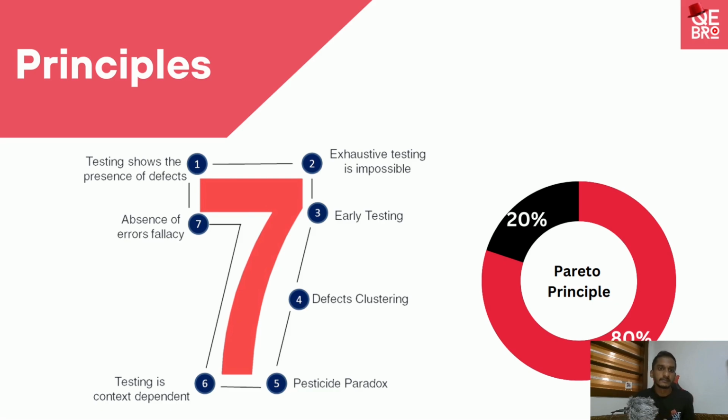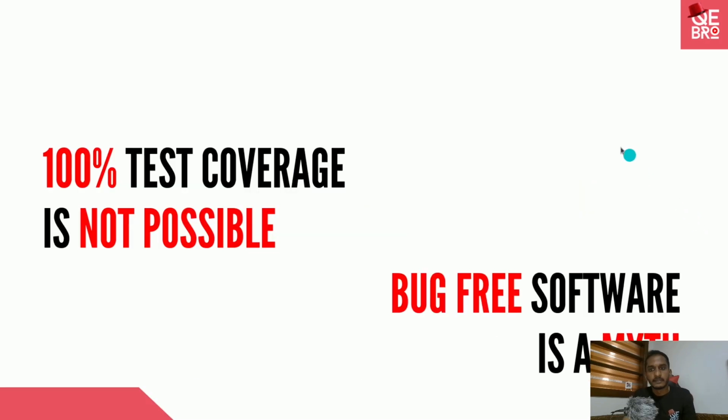So the last principle is absence of errors fallacy. That means if you do testing and you didn't find any issues, that doesn't mean that the application is bug free. You need to keep that in mind. Then again, I have 2 important phrases. Based on the 7 principles we discussed, now I think this will be more clear to you. These are some myths in the software industry.